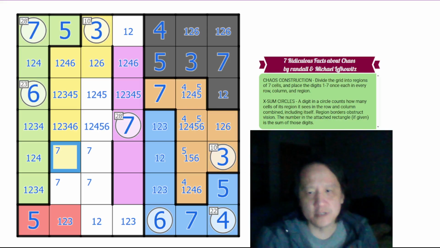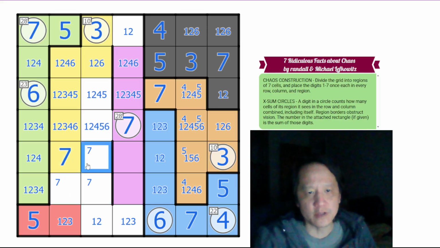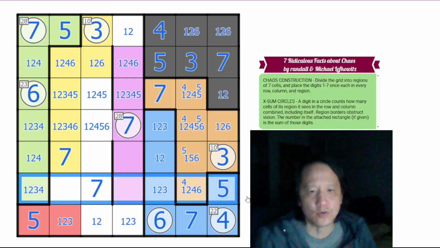Okay, so this is a 7, which eliminates 7 here. This must be 7 here then, because that's the only place for it in row 6 or column 3. So this is red.